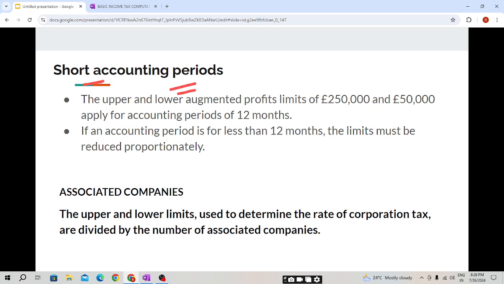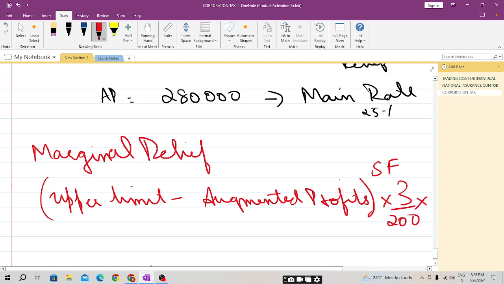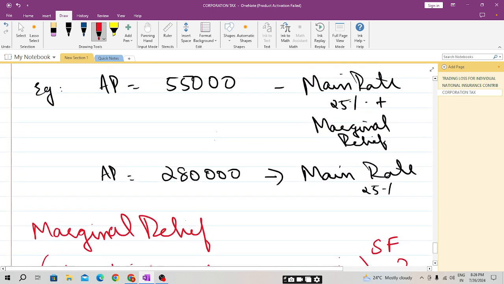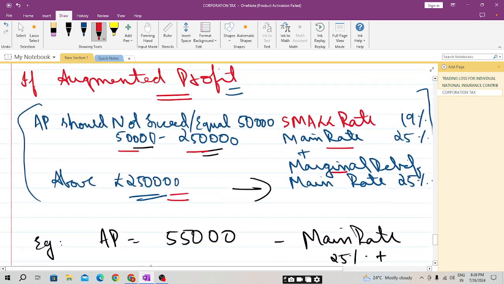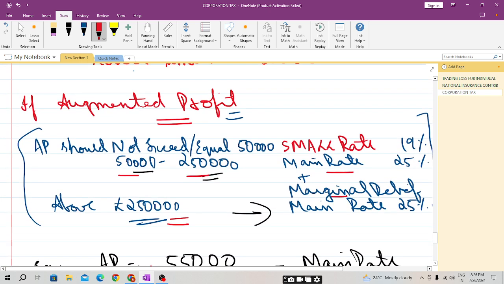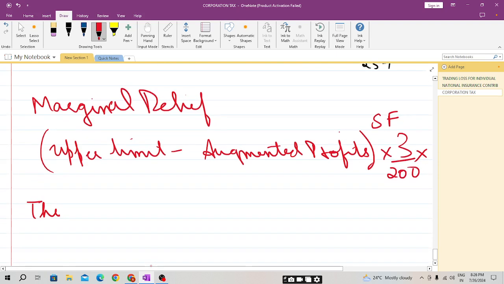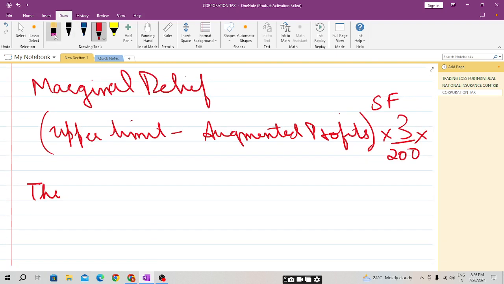And students, one important point I'll be mentioning here: one point you need to keep in mind, that these will not act as a tax band. So we'll be mentioning a note here so that it will be very helpful. So students, one important note.